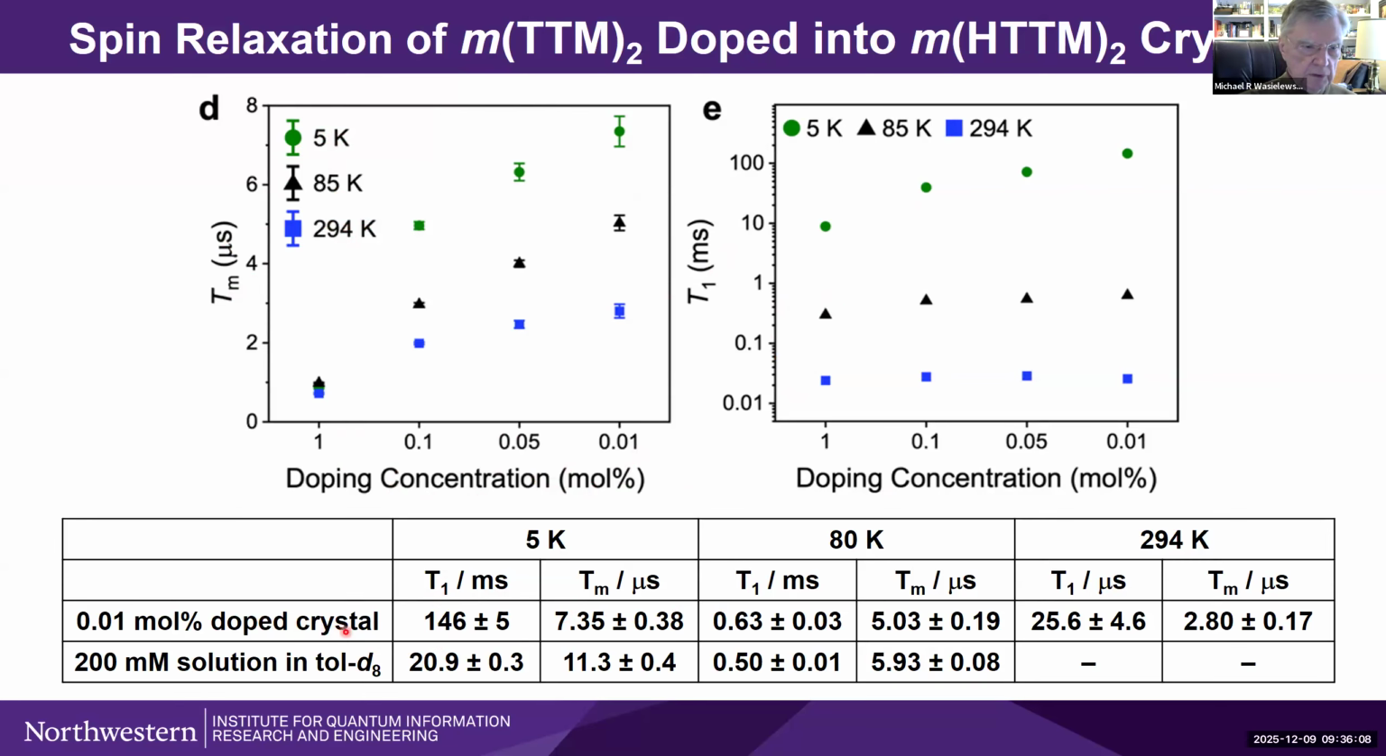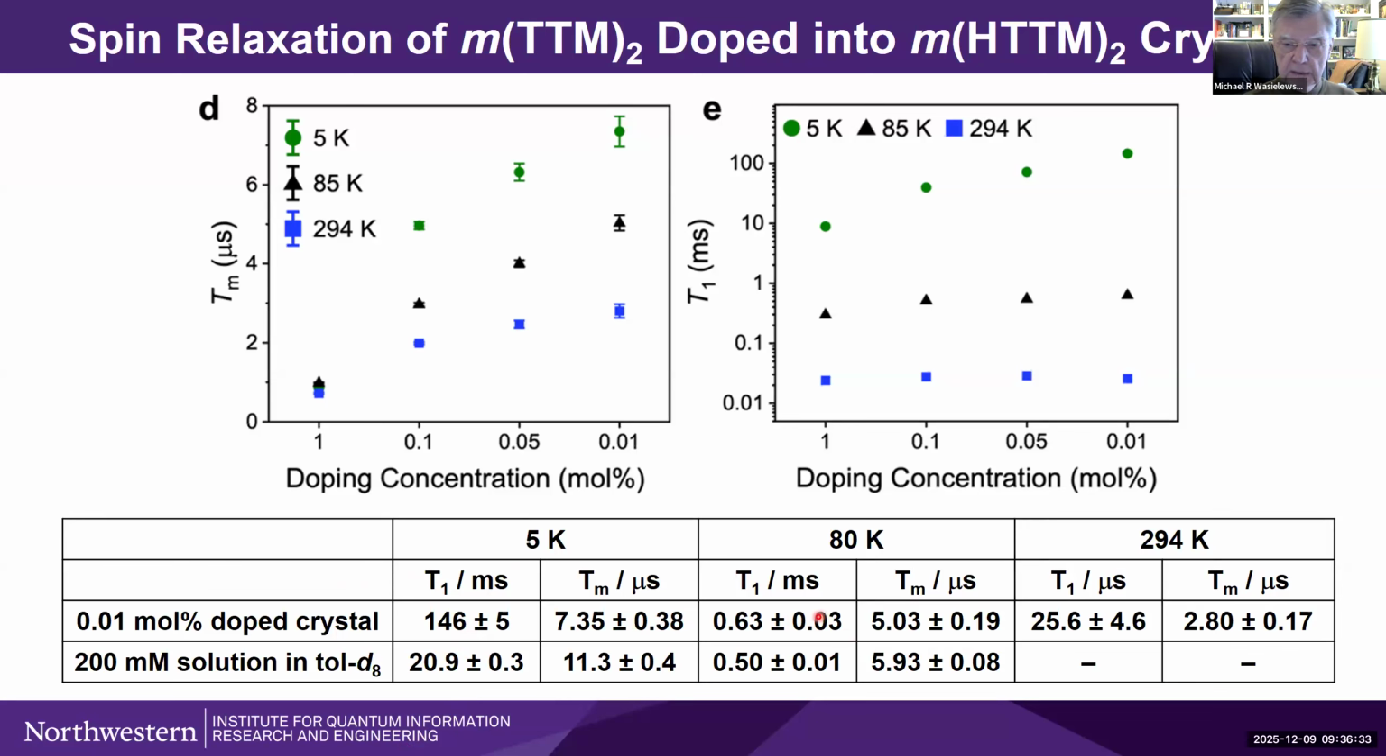If we go to the most dilute crystal, and of course the most dilute crystal has the diradicals isolated from each other better, so there's very little spin-spin interaction between them, you get the best performance parameters from that particular set. At low temperature, the T1 is quite long, it's 146 milliseconds. TM is also about 7.4 microseconds.